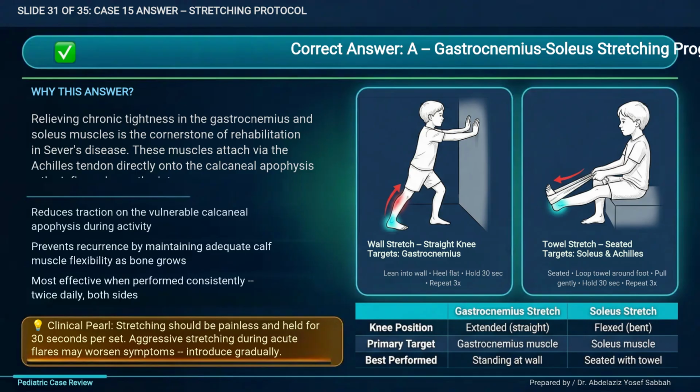The wall stretch with a straight knee targets the gastrocnemius, while the towel stretch in a seated position targets the soleus and Achilles. Stretching should be painless and held for 30 seconds per set. Aggressive stretching during acute flares may worsen symptoms.